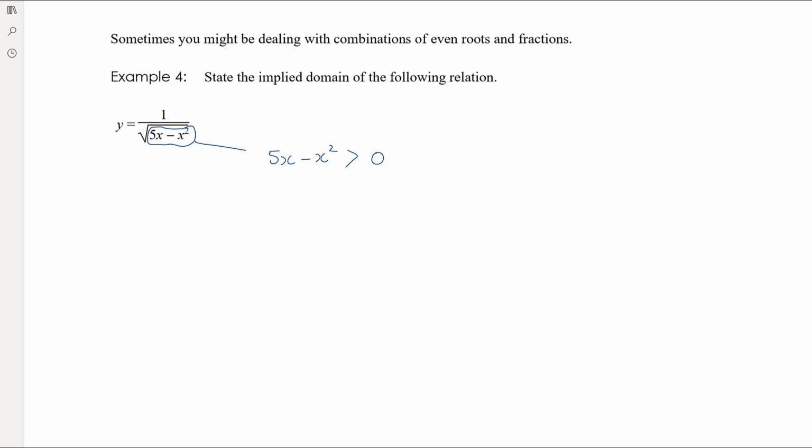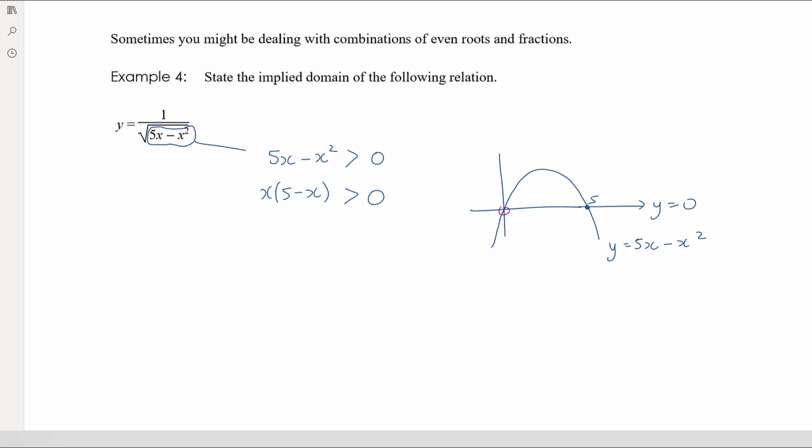Now again, we have a quadratic inequality. This is a sad parabola with intercepts at 0 and 5. So it looks something like this. Okay, that's 5 there. That's y equals 5x minus x squared. This is y equals 0. We want to know where the quadratic is bigger than the x-axis, y equals 0. And that happens not at these points, because that's when it will equal 0, but anywhere here. So x values that are between 0 and 5.